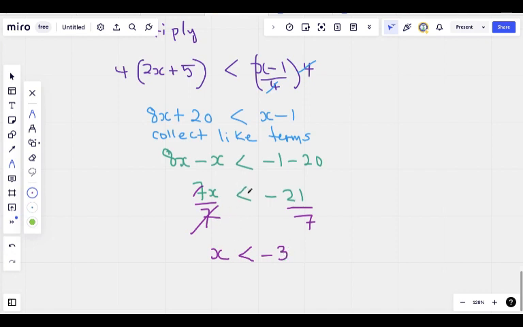This sign will not change. The reason is that you did not divide by a negative. We didn't divide by a negative, so this less than sign will not change to a greater than sign. It remains as less than. Okay? This sign will remain the same. And this will be our final solution for this question.